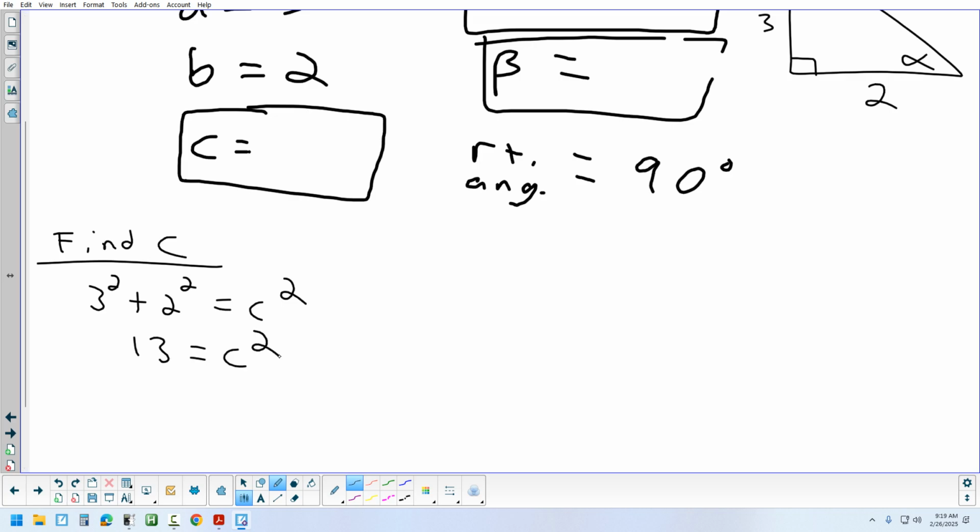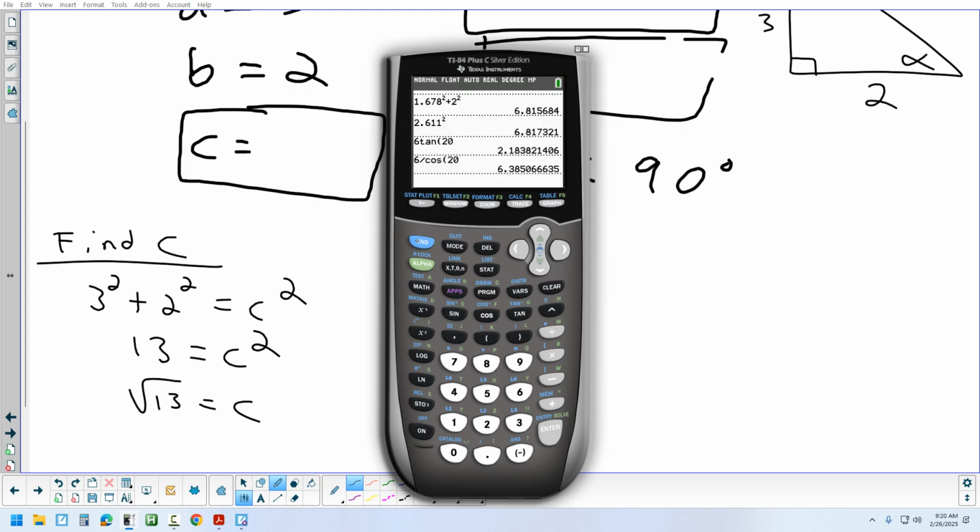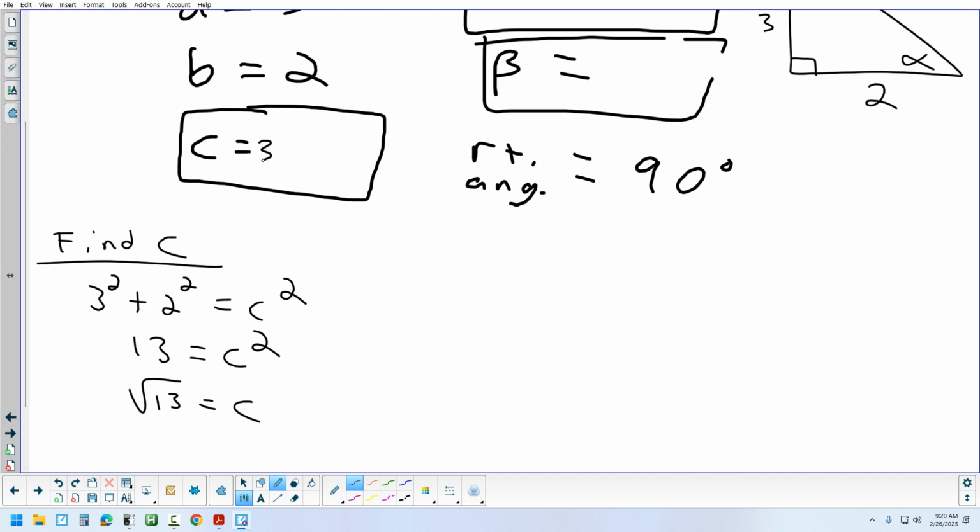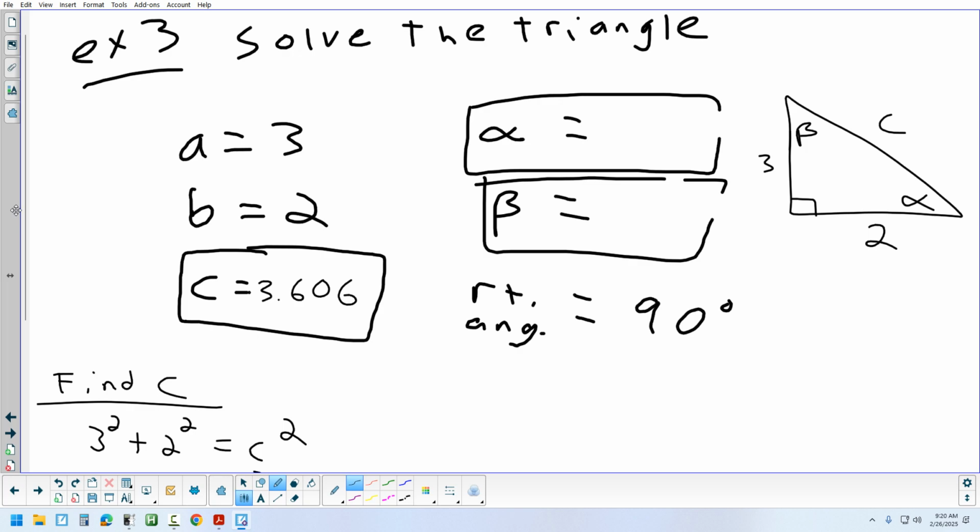Okay, so the hypotenuse squared is 13. So how do I get rid of the squared? Take the square root. Yep. All right, so we take the square root, and that's going to give us what we're going to use for C, and we will round it off. 3.606. Okay, make sure you round properly. 3.606. Okay. So now we've got C.